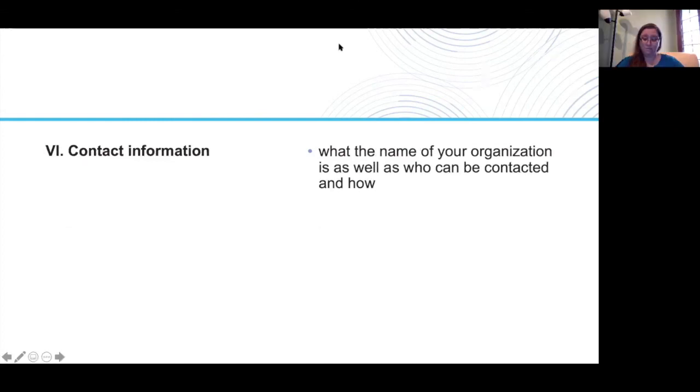The last piece of information is the contact information section. This is where you will list at least 1 or 2 people who are from your organization and who can be contacted about questions regarding the concept note or if your project is funded.